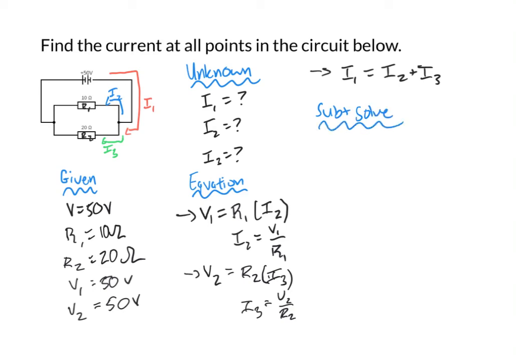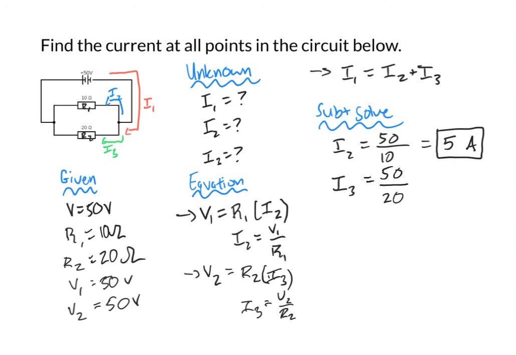So let's start with I2. So again, I know that I2 is equal to V1, which is 50 volts, divided by R1, which is 10 ohms. So then I2 is equal to 5 amps. So there is I2. Let's do I3 now. So I3 is equal to V2, which again is 50 volts, divided by R2, which is going to be 20 ohms. And what I'll find is that I3 is equal to 2.5 amps.